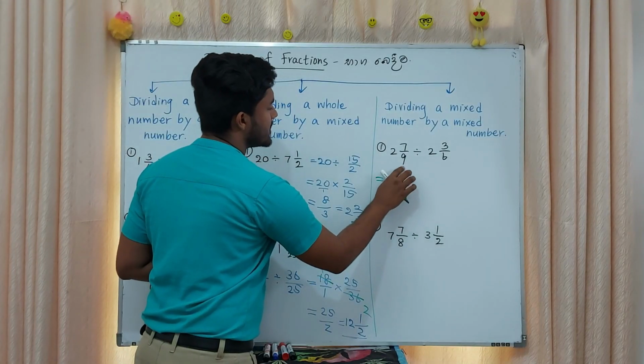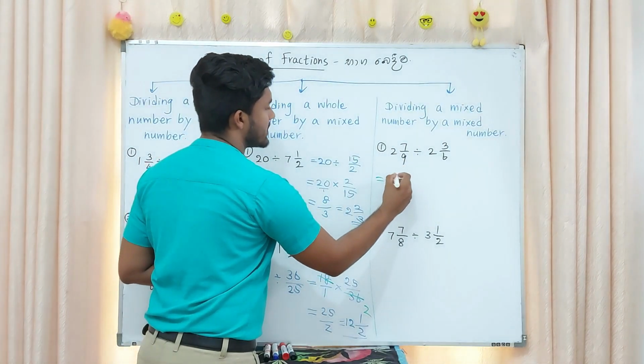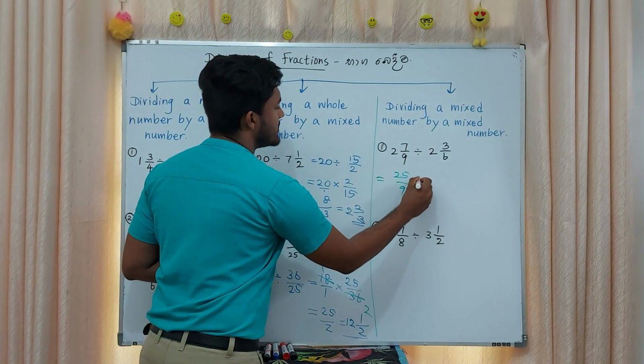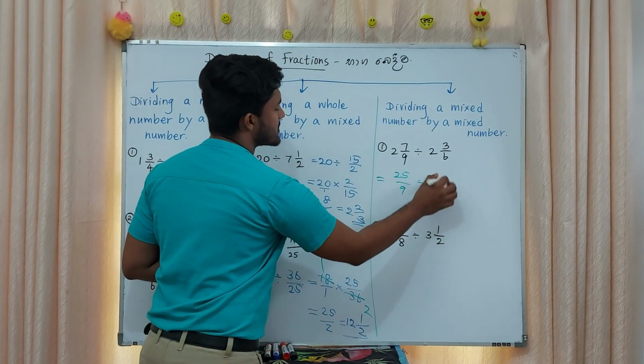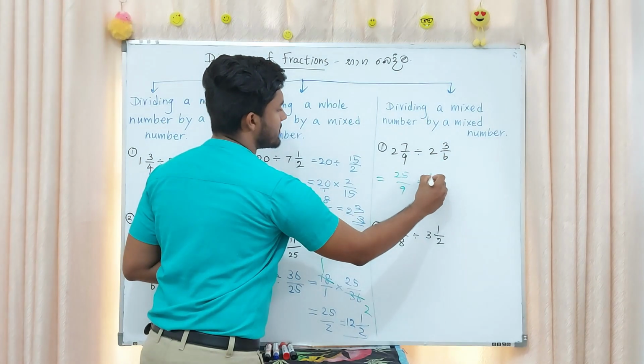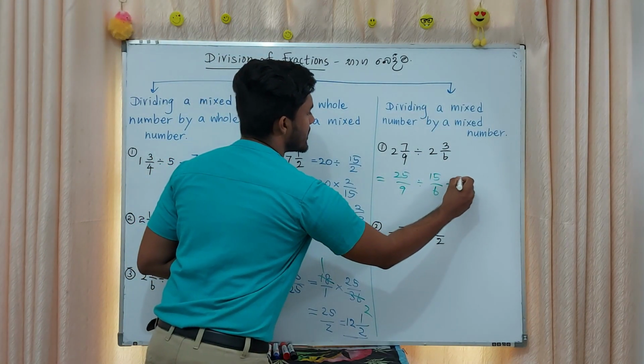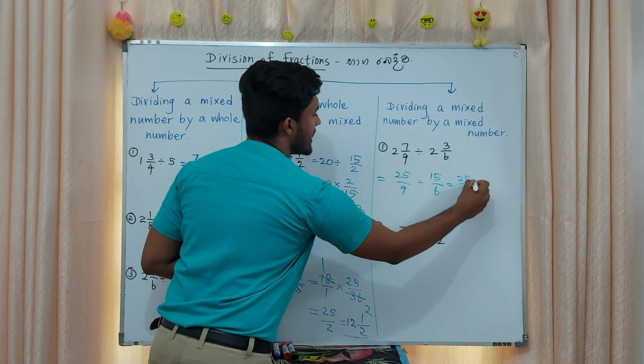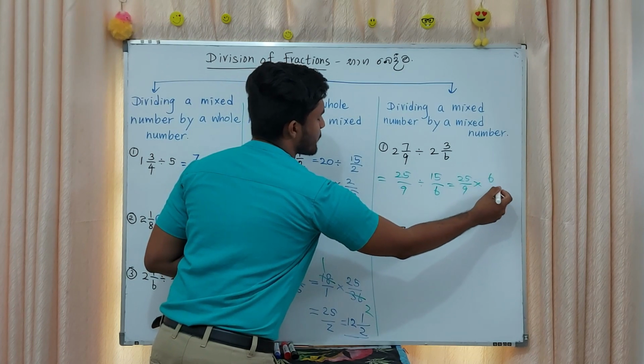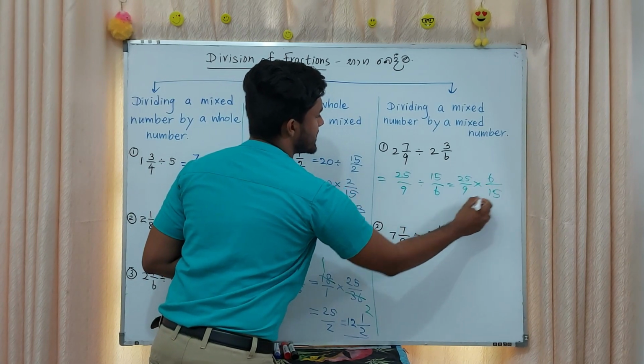9, 9 into 2, 18 plus 7, 25, divided by 6, 6 into 2, 12 plus 3, 15. Equal 25 over 9 multiplied by 6 over 15.